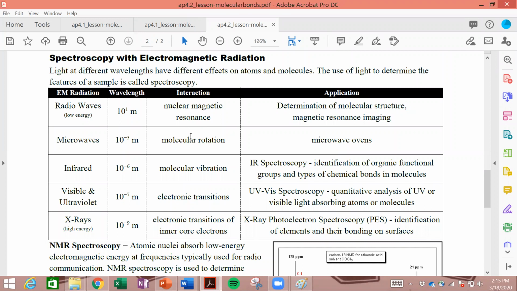spectroscopy with electromagnetic radiation. They like to ask questions about this. So I would definitely take time, look at your electromagnetic radiation, radio waves to X-rays, what wavelengths they fall under. And then how that actually moves your bond, and then the applications for those.